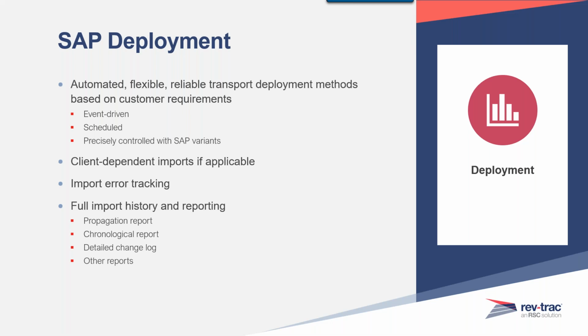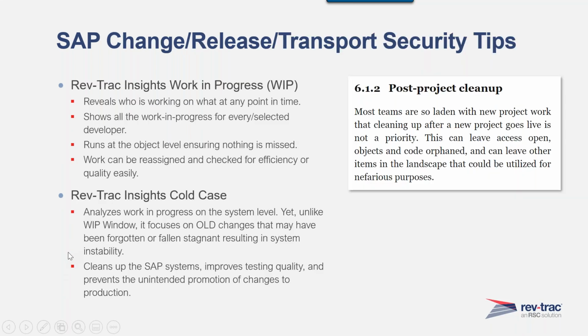Moving into production, they're typically not event-driven or on demand. They're more scheduled, once a week, twice a week, whatever schedule you might have, or when the project comes up, you schedule that for the big go-lives. And you can precisely control them within Rev-Trac, which is standard SAP variants. That gets into some of the details. We're always tracking for errors. We have full import history and reporting, also good for audit and security purposes, right? I'm not going to spend a whole lot of time on those things.